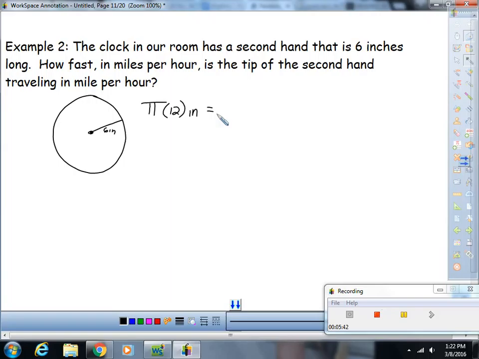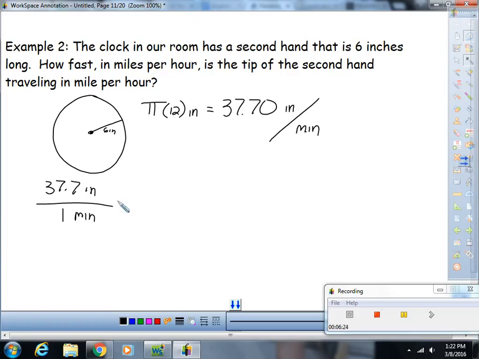is about 37.699. Let's call that 37.70 inches per minute. Now we want miles per hour. So here's a little trick on how to do this. 37.7 inches in 1 minute. Well, I know how many feet there are in a mile. In 1 foot, I know there are 12 inches.